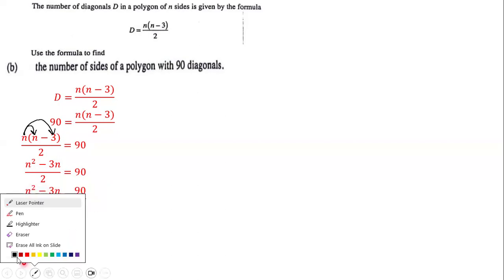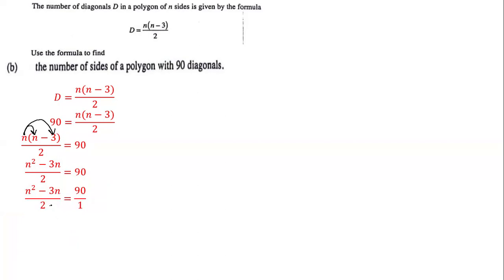Next, we cross multiply. So we have 2 times 90, and we have 1 times n squared minus 3n. And so we have 2 times 90. What is 2 times 90? Well, 2 times 90 is 180.